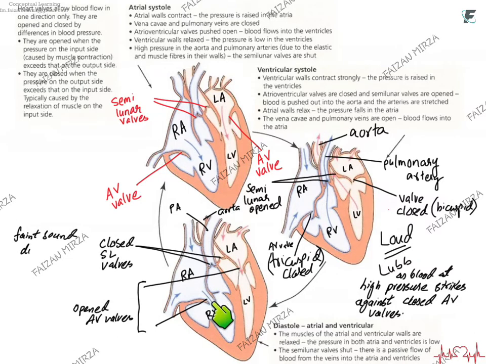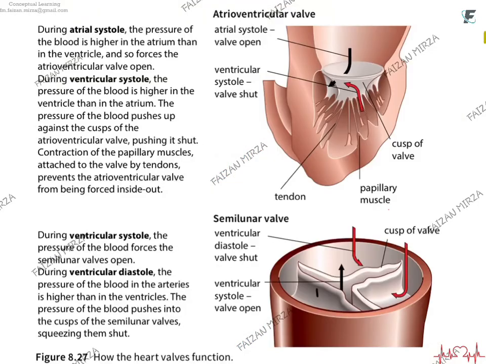When they get relaxed, these AV valves open up, and blood drains from the atria into the ventricles, and the blood that was in the aorta and the pulmonary artery tries to descend into the semilunar valve. It strikes against these, so you get to hear a fainter sound, which is dub. So this is what's happening in the cardiac cycle.